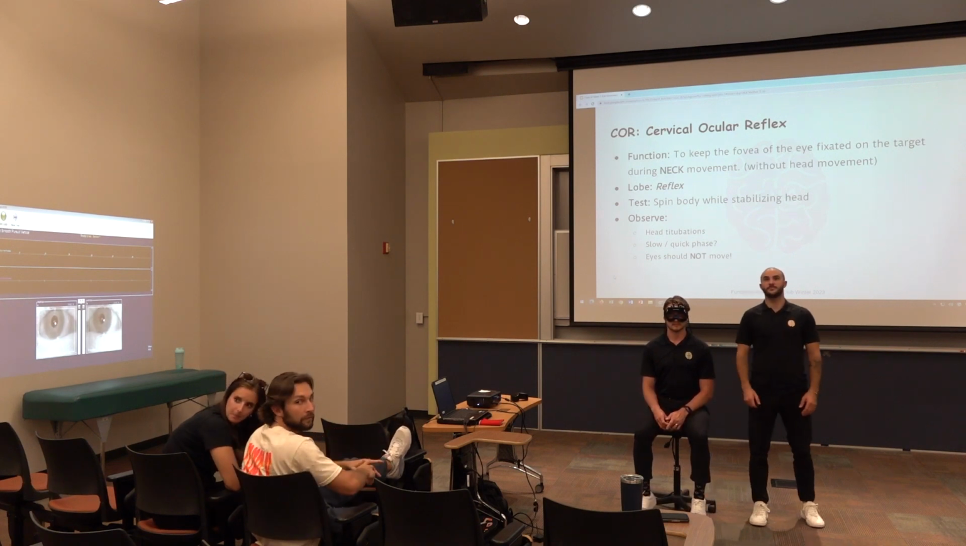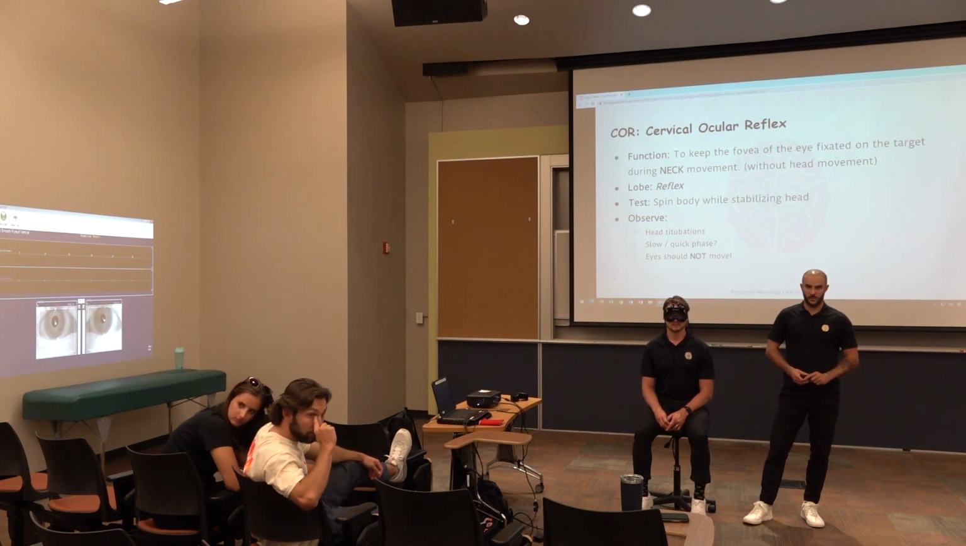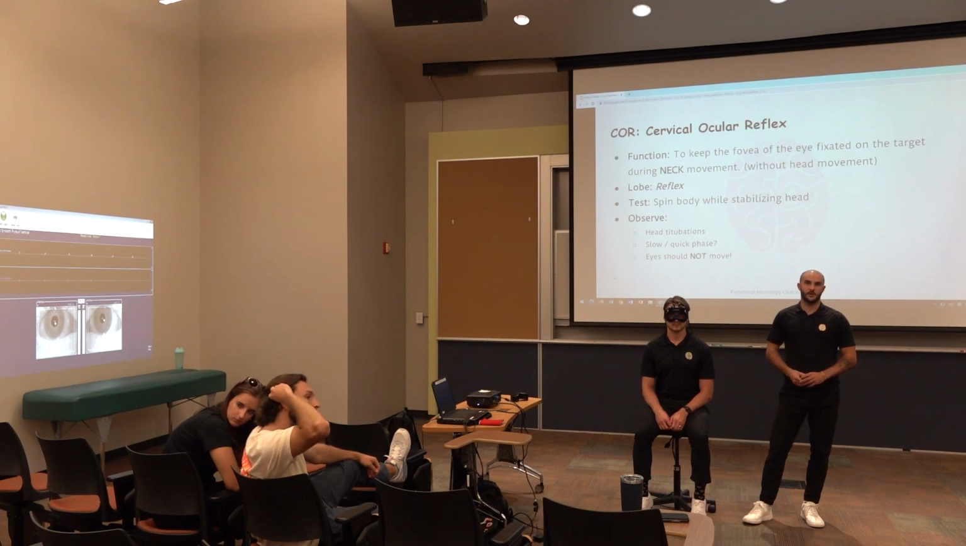Just worth pointing out that when you're testing someone with a BMG, make sure they're completely in the dark so you don't get a false positive. If they have a light as a point of focus, it could look like a COR, but it's really not a COR. It's just the VOR because they're focusing on a point.